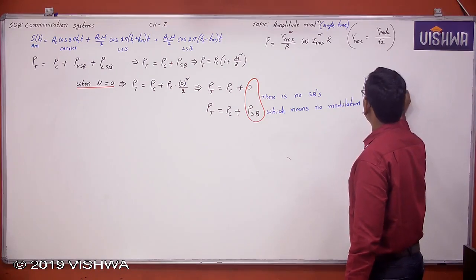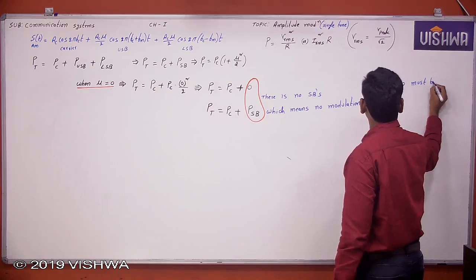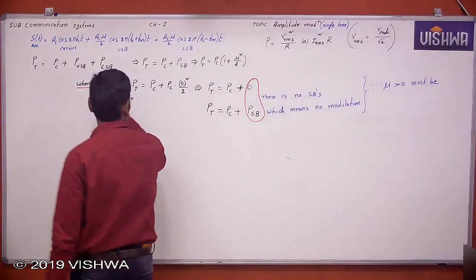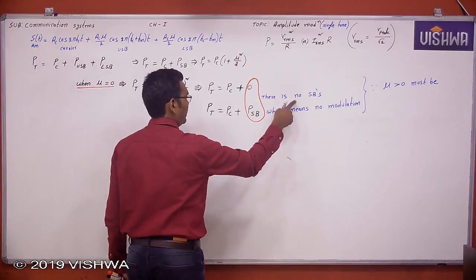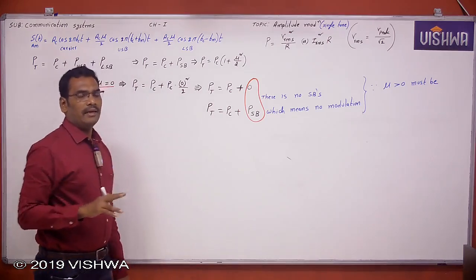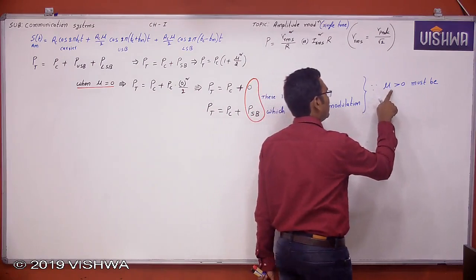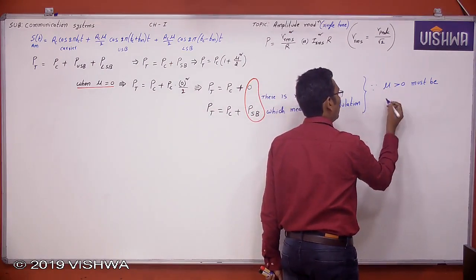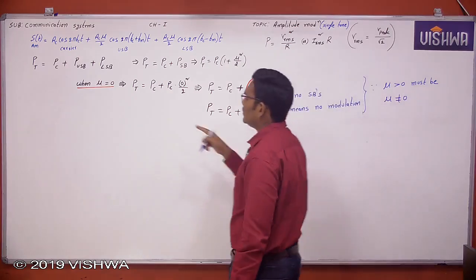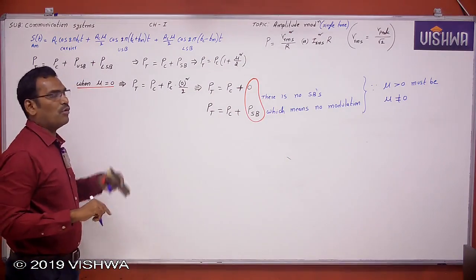Modulation index must be greater than 0. If modulation index equals 0, it means there are no sidebands. If there are no sidebands, there is no modulation technique, nothing. That is the reason why mu should be greater than 0. What is the reason behind mu must be greater than 0? Why is mu not equal to 0? What happens if mu equals 0? No sidebands, no modulation, nothing.